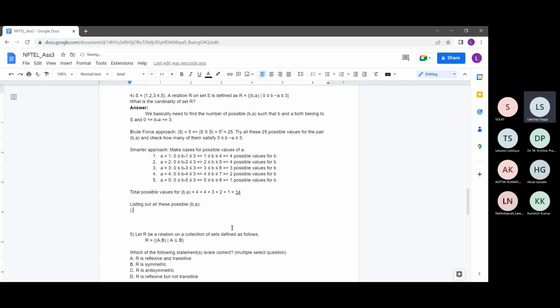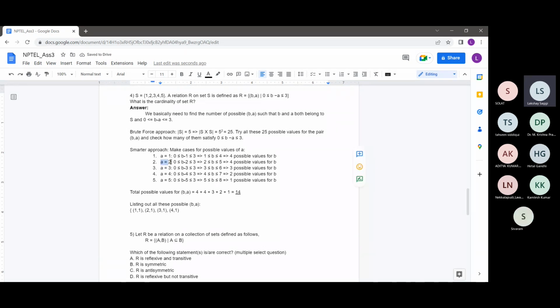So the set S of all these possible B comma A values will be, suppose let's take the case when A is 1. So we will be taking the values 1, 2, 3, and 4. So the possible pairs here would be basically B is 1, and A is 1. Then B is 2, but A is still 1. We are still considering the case of A is 1 only. Here we'll have 4 values for B. Similarly, 3 comma 1, and similarly 4 comma 1. So now the case of A equals 1 is done.